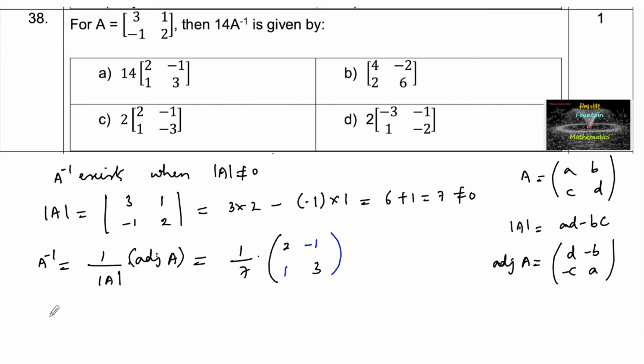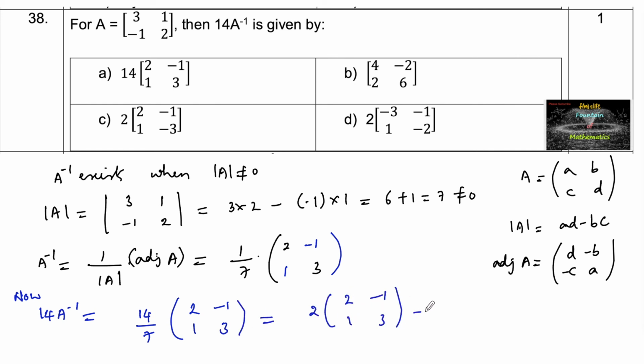So this is A inverse, and now 14 times A inverse is equal to 14 upon 7 times [2 -1; 1 3], which is equal to 2 times [2 -1; 1 3]. So multiplying with 2, 2 2s are 4, 2 into -1 is -2, 2 into 1 is 2, and 2 3s are 6. 4 -2, 2 6 is the matrix. So we can go with option B.